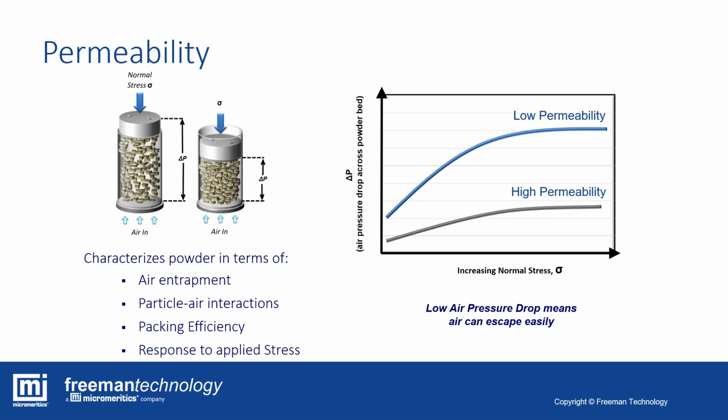going to be recorded. Highly permeable samples will yield a lower pressure drop as they are more able to transmit air through the powder bed, whereas low permeability samples correspond to a higher pressure drop value. This can help characterize the powder in terms of its air entrainment, packing efficiency, and response to applied stress.